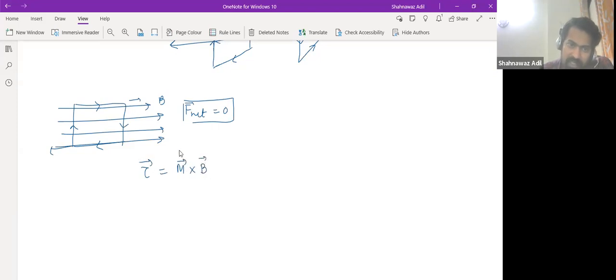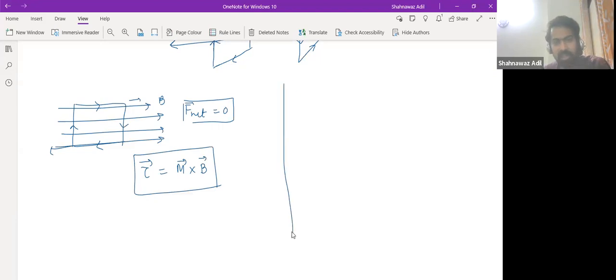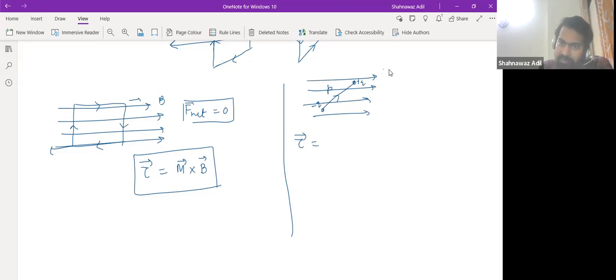So if we take the analogy from the electric field, what was the torque due to the external electric field in this dipole? Do you guys remember what the torque was? Torque in the external electric field was P cross E, right? Similarly, we have a net torque in the presence of a magnetic field, and that is M cross B.